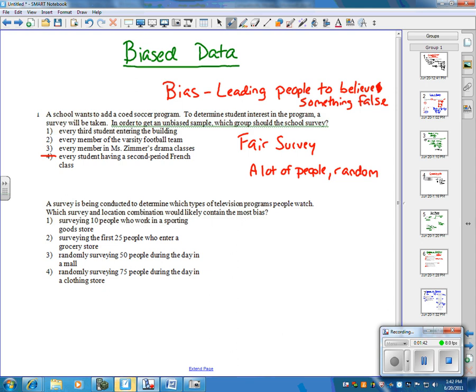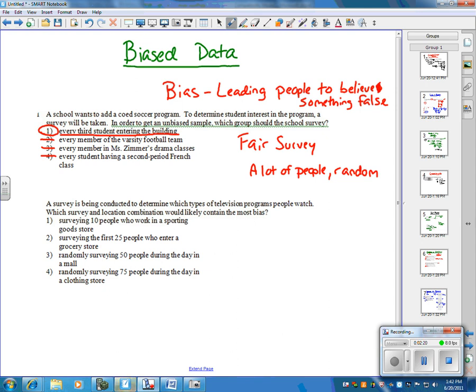Now, the third choice, drama class. Drama class, those students might be more likely not to be playing a sport. So they might be against a soccer group, which might not be what everyone wants. Same thing with the football team. If they're playing football, they probably don't want to play soccer. They made a choice. So for this reason, answer 1 is going to be our best choice because if you get every third student entering the building, it's going to be a random sample of people as they walk through. So that's why 1's going to be our least biased sample.